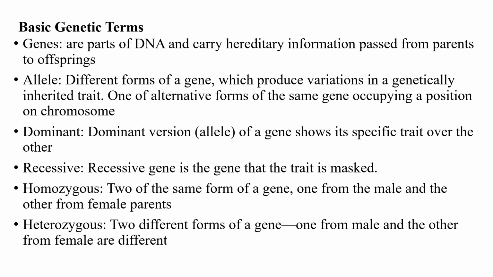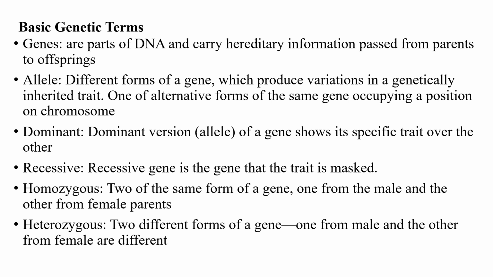So that part of the DNA that is responsible for carrying characteristics, features, or traits from parent to the new individual that is being formed is what we refer to as genes. Then we have another term that is referred to as allele. Allele is different forms of a gene which produce variations in a genetic inherited trait. That is, it is one of the alternative forms of the same gene occupying a position on a chromosome. The same gene, but in different forms.